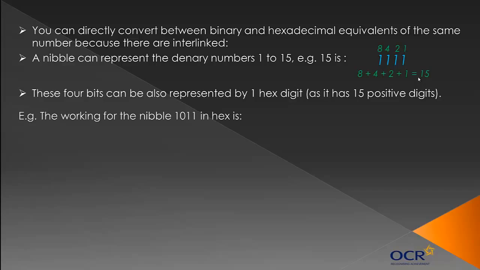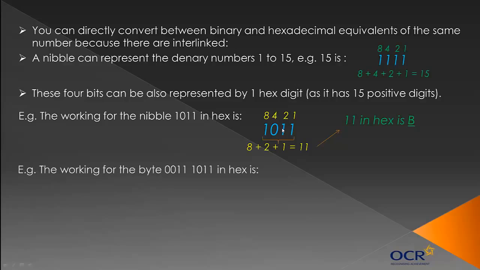So for the nibble 1011, in hex it is this. We've got our binary number here, and we're working out what this binary number means in denary first. So 8421, 8 plus 2 plus 1, because 4 times 0 is 0, is 11. And we take this 11 and we straight away convert it. So we know that 11 in hex is B. 10 is A, 11 is B, C is 12, etc. So 1011 in hex is B, and that's our answer.